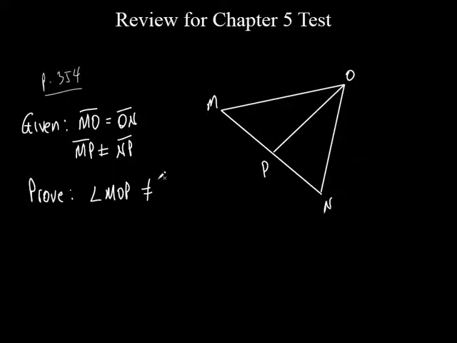So we want to prove that this angle is not equal to this angle right here. Okay? Let's take a look at it. Let's mark our picture first. MO equals ON. So we mark that, we mark that. And then MP is not equal to NP. So let's use a different color just to do this. MP, which is this one, is not equal to NP. I don't know which one's bigger, so we'll do it like that.